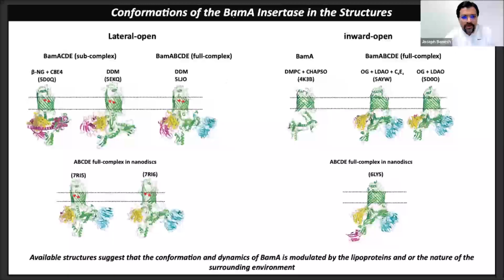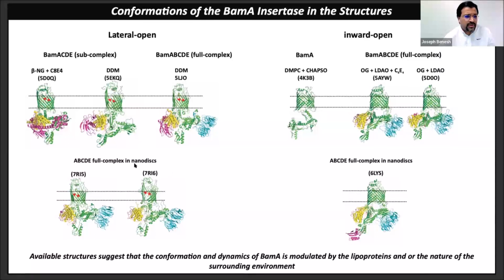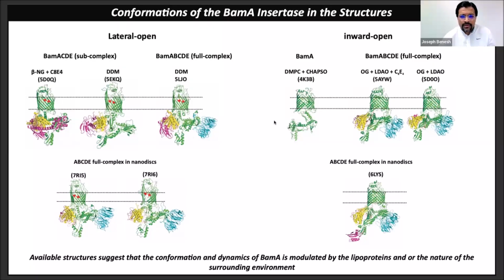So when we look into the conformations of BamA in the different structures, I told you that there are 2 major conformations, a lateral open and the inward open conformation. When we look into the lateral open conformation, we can see this in the BamACD subcomplex, which lacks the B subunit, or we can see it in the BamABCD full complex in different detergent micelles or even the same detergent micelles, or even in the nanodiscs. And when we look into the inward open conformation, BamA alone is observed exclusively in the inward open conformation. And the BamABCD complex has also been observed in the inward open conformation, again in different detergent micelles or in nanodiscs.